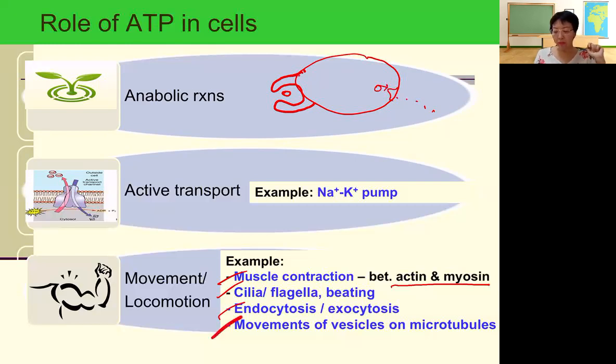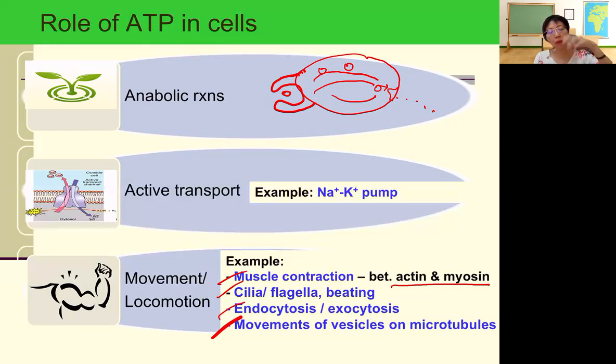Lastly, movement of vesicles on microtubules. Now, any organelles that move inside the cell, they don't just move freely. They have to move on a track, just like your LRT, right? Your LRT, they have to move on the track. So they've got the monorail track. Same thing, any organelles that move inside the cell, they have to move on the monorail, the track. So your movement of transport vesicles to the Golgi apparatus, from the Golgi apparatus to Golgi vesicles, all will move on a monorail, a track. So all these movements need ATP.